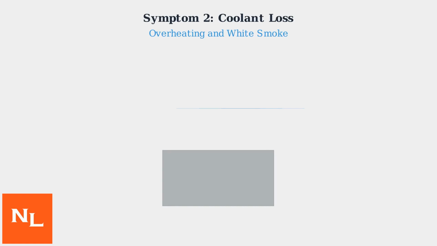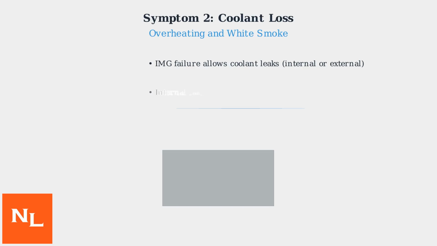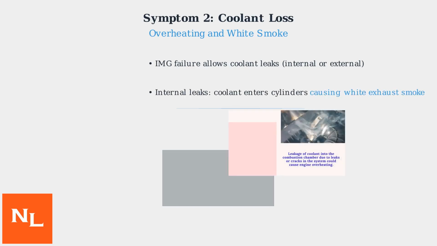A failing intake manifold gasket can cause coolant to leak internally or externally, leading to overheating and white exhaust smoke. The intake manifold gasket seals coolant passages. When it fails, coolant can leak out of the system. Internal leaks occur when coolant seeps into the combustion chambers. During engine operation, this coolant burns off, producing visible white smoke from the exhaust.